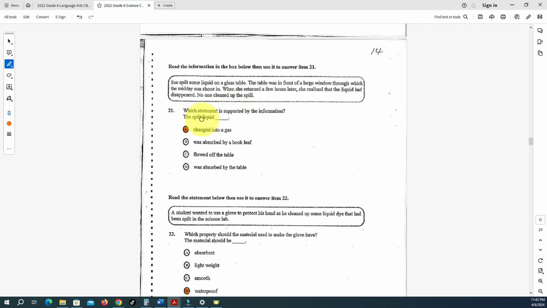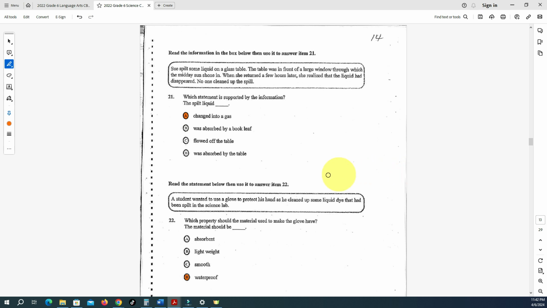So let's look at the question. Which statement is supported by the information? The spilt liquid changed into gas. Definitely, because you know that the sun will come out. Now this is evaporation, where the sun comes in and changes the liquid into gas and it evaporated, goes up into the air, right?